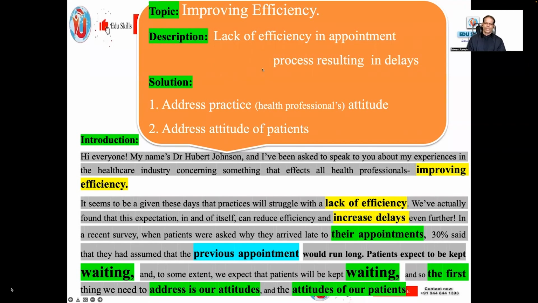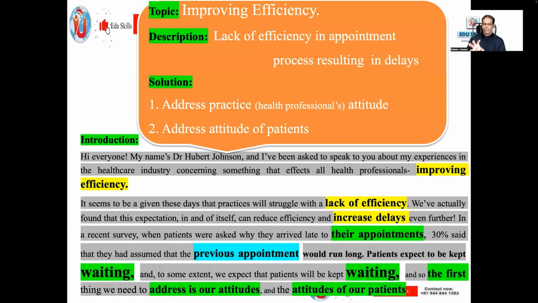Okay. So what is the focus here? Under the healthcare industry, what particular aspect of the healthcare industry is being addressed in this audio? As per the introduction, appointments. You can see the vocabulary of the family: lack of delays, appointment, their appointment, previous appointment, waiting. These are the things showing that appointment is the particular area or the controlling idea of this audio.